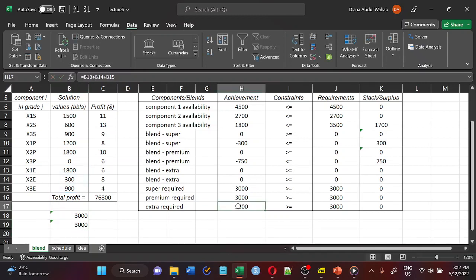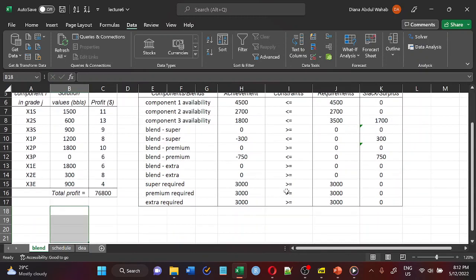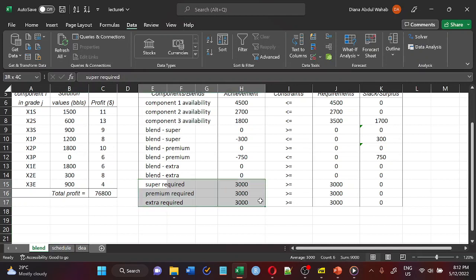Basically it's this one, because this is the sum of those three cells. All right, so basically we are able to satisfy all the requirements. Specifically, we are able to produce 3000 barrels for each of the motor oil.